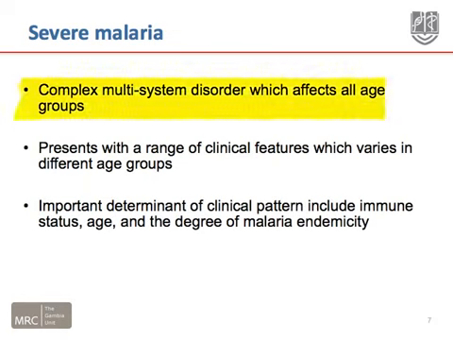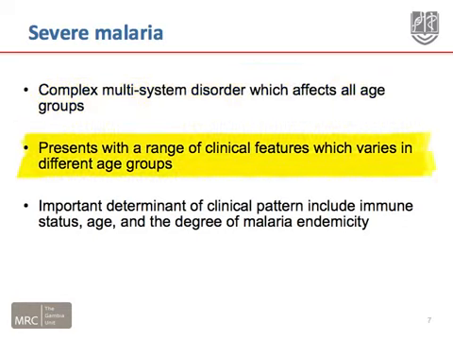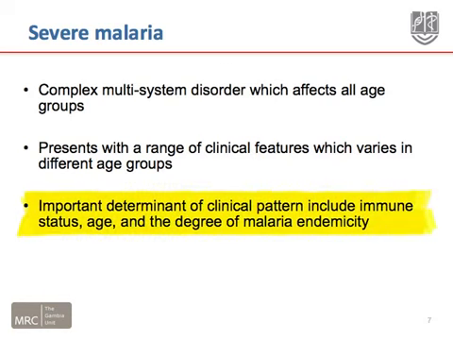Severe malaria is a complex multi-system disorder which affects all age groups, although in endemic countries it tends to affect children and pregnant women. It presents with a range of clinical features which again varies in different age groups, and also the clinical pattern will depend on immune status, age, and degree of malaria endemicity in a particular area.